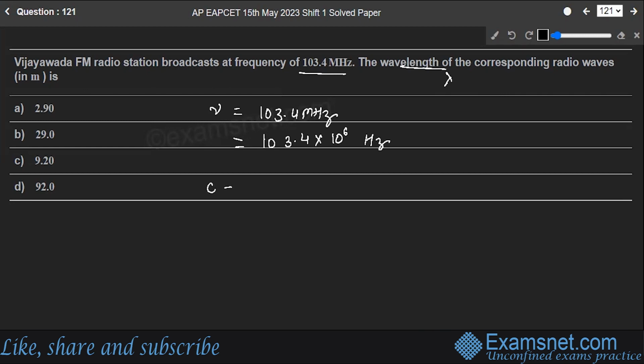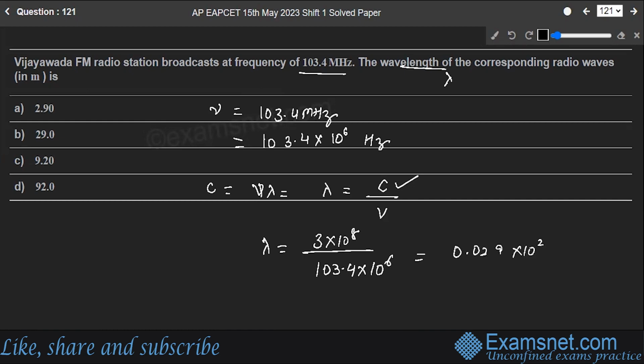Using the formula, C is equal to frequency into the wavelength, or wavelength is equal to C upon V. C is the speed of light. So here you have 3 into 10 power 8 over 103.4 into 10 power 6. This will give you 0.029 into 10 power 2 meters, or this is equal to 2.90 meters. That makes option A the correct answer. Hope you understood that. Let's move to the next question.